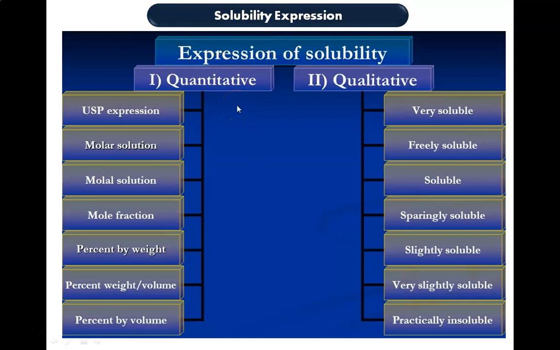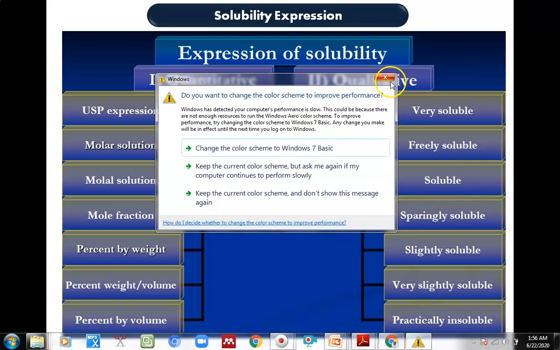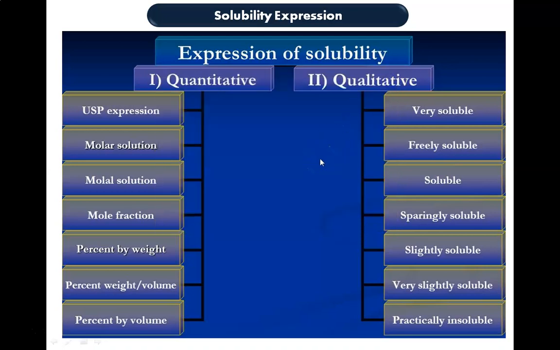Solubility expression is very well explained according to the United States Pharmacopoeia. There are many ways to express solubility, but the United States Pharmacopoeia describes the solubility of a drug as the parts of solvent required for 1 part of solute. That means if I am using 1 part of drug and try to dissolve it in a solvent, how many parts of solvent are required for that 1 part of drug?